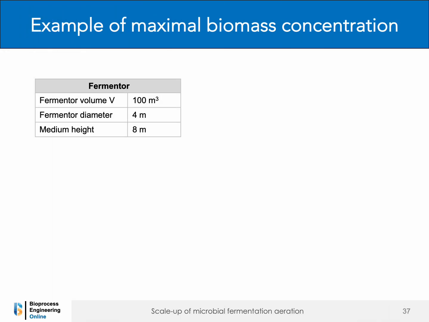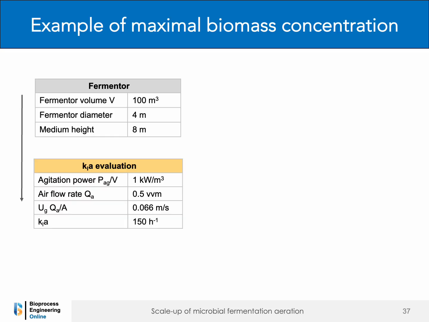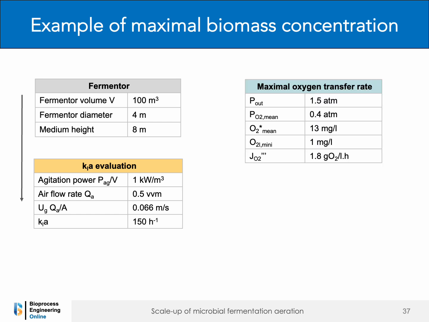As an illustration of aeration scale-up in a stirred fermenter, consider a cylindrical fermenter with a diameter of 4 meters, containing 100 cubic meters of culture medium, corresponding to a liquid height of approximately 8 meters. At an agitation power input of 1 kilowatt per cubic meter and a volumetric airflow rate of 0.5 VVM, the volumetric oxygen transfer coefficient is estimated to be approximately 150 hour minus 1. The fermenter is pressurized at an overhead pressure of 1.5 atmosphere.